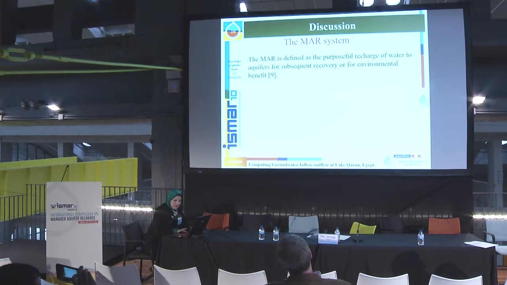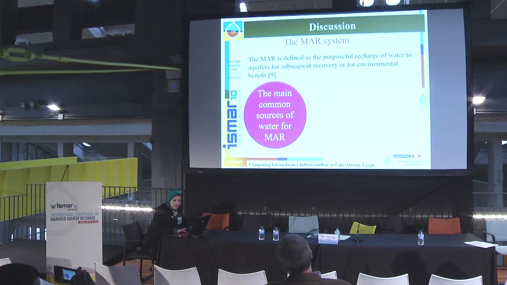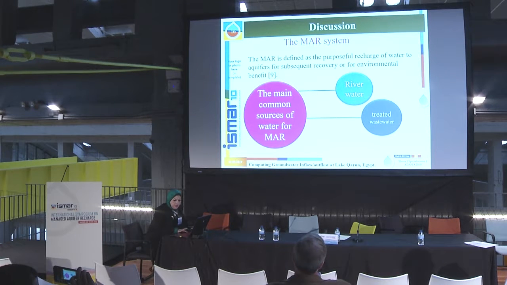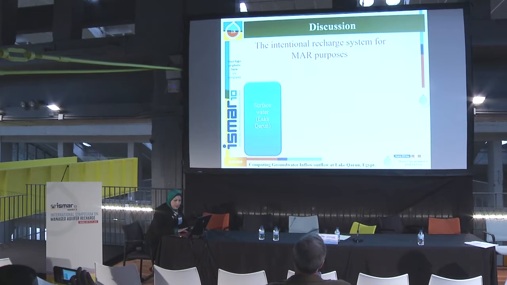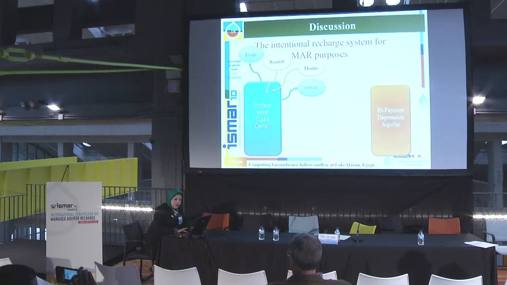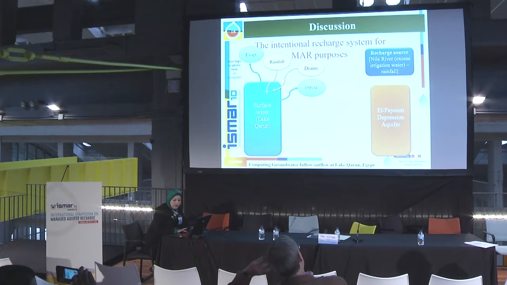The ISMAR system. The main common sources of water for ISMAR are river water, treated wastewater, or storm water. The surface water of Lake Karun gains water from rainfall and drains, and loses water to evaporation in Misr Company. And the El Fayum depression aquifer receives water from the River Nile, excess irrigation water, and rainfall.